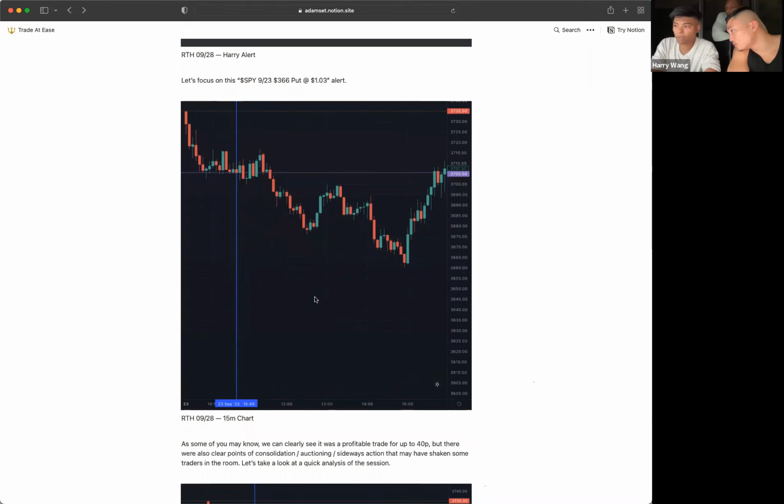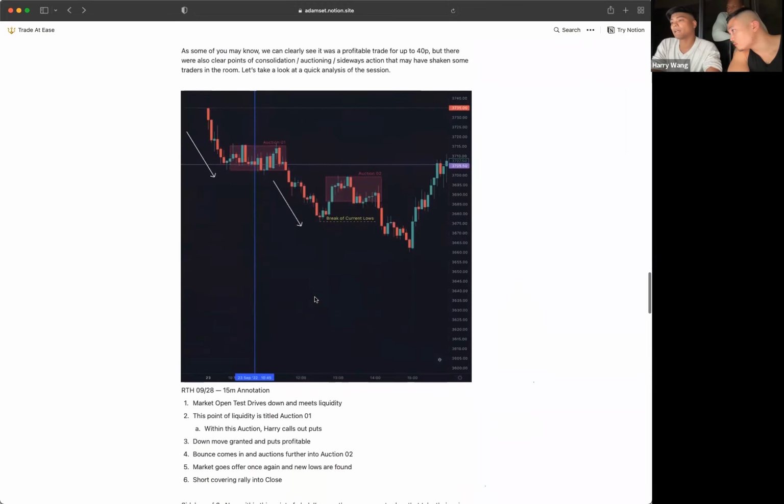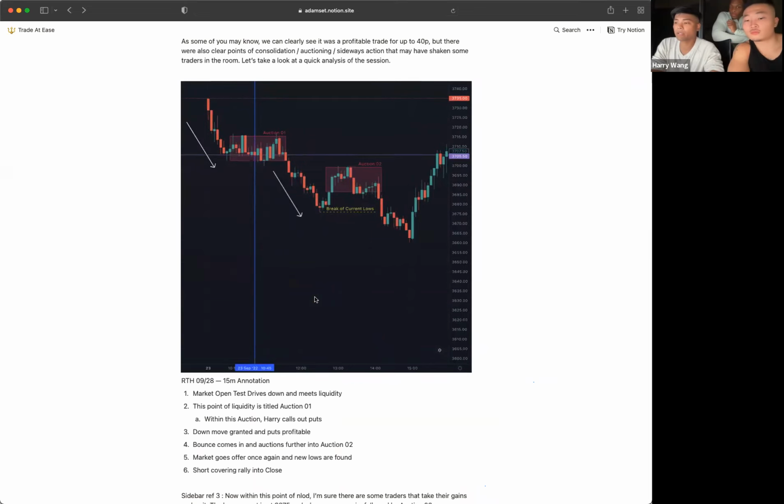And so I want to take this moment to do some quick analysis of the session. So these are my notes. This is a 15-minute chart. I'm pretty much going to go over step 1, the market open test drives down and meets liquidity. Step 2, the point of liquidity is titled auction 01, and within this auction, Harry calls out puts. The down move is granted and puts are profitable. Number 4, bounce comes in and auctions further into auction 2. Market goes offer once again, and new lows are found, followed by a short covering rally into close.